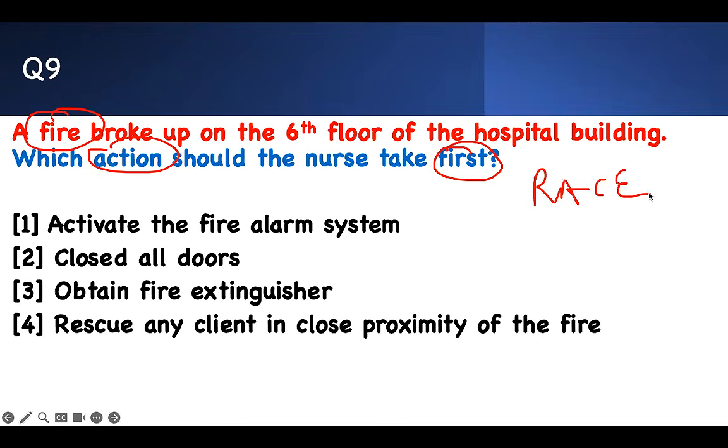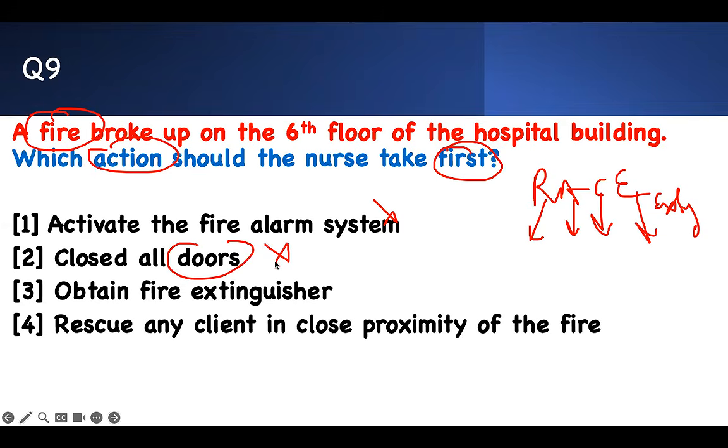RACE. Rescue the people near. Activate the alarm. Close all doors. And evacuate as much as possible, or extinguish. This is extinguish. So activate the fire alarm is not number 1. Close all the doors, fine.